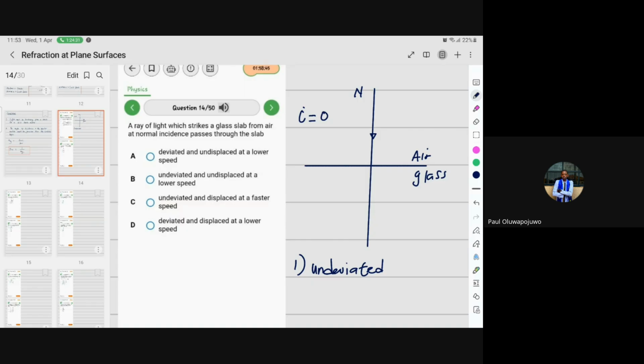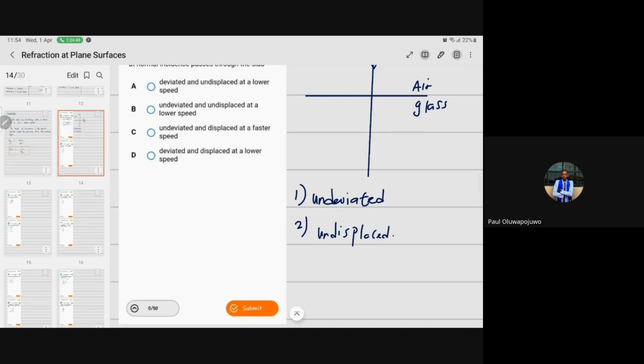Now, how about displacement? We cannot be expecting displacement when the angle of incidence is not inclined. It's just straight up. So number two, there's nothing like displacement, it's undisplaced. Then the third thing you need to know is that light will travel faster in air than in glass.